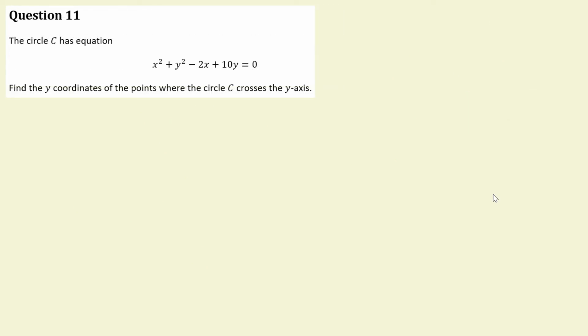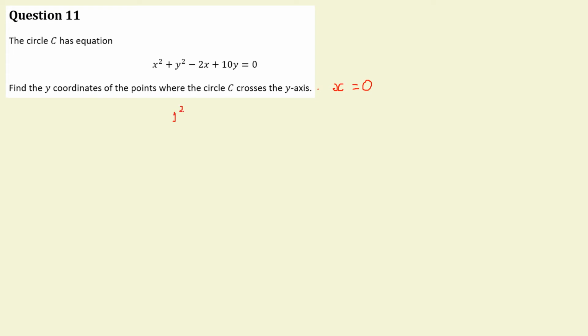Question 11. Okay, this question looks like it's just appeared out of nowhere because we were doing loads of stuff on circles earlier on, but this is just checking one thing, that you can figure out where things intercept axes. So that's all this question is there for. You don't have to do anything else with it, no completing the square, nothing like that. And the key thing is to remember that the y-axis is x equals 0. So all you've got to do is put x equals 0 in.